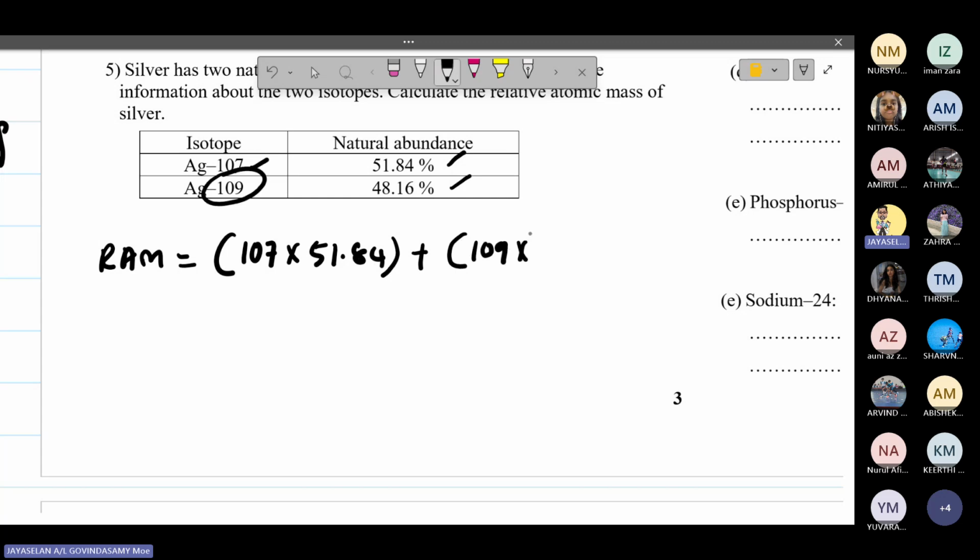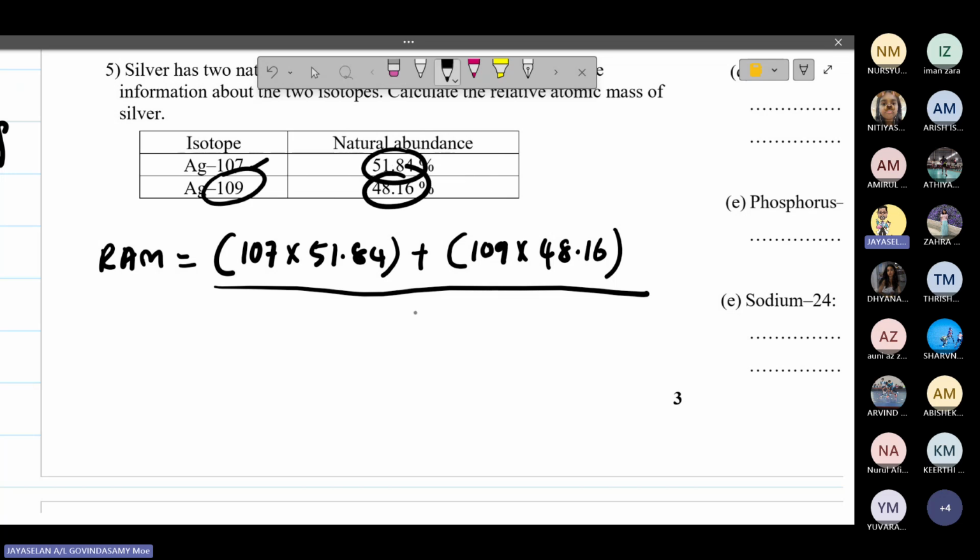What is the nucleon number? 109. What is the percentage? 48.16. Divide with the total percentage. What is the total percentage? Plus, you will get what? 100. So use the calculator, find the answer. Answer, anyone? They get 107, sir. The total percentage is 100%. The answer is 107.96. Okay, 107.96. The percentage should be 100.